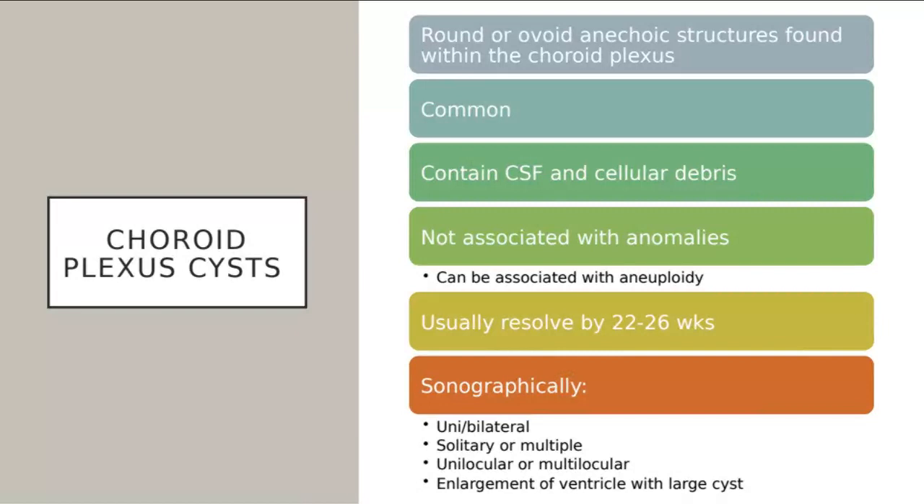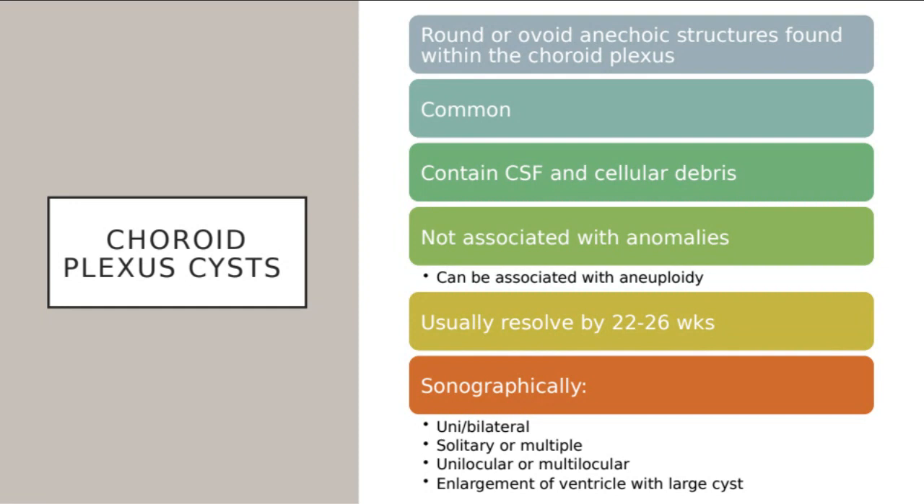Next, we have choroid plexus cysts. These are usually fine. They're totally normal, kind of like a benign finding. They usually go away on their own. It's basically just a cyst in the choroid plexus. It can be round, look just like a regular cyst. They're going to contain cerebral spinal fluid, so they are still going to be anechoic. It's really not going to be associated with anything overwhelmingly concerning.